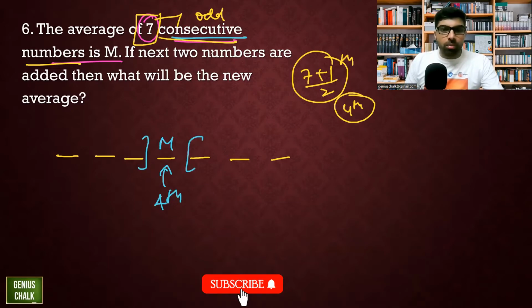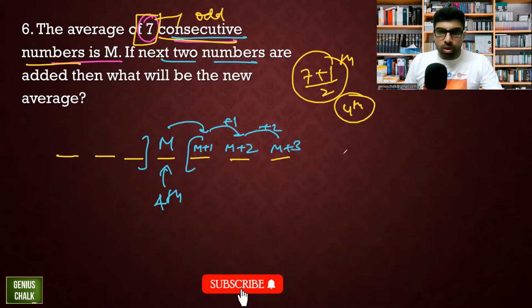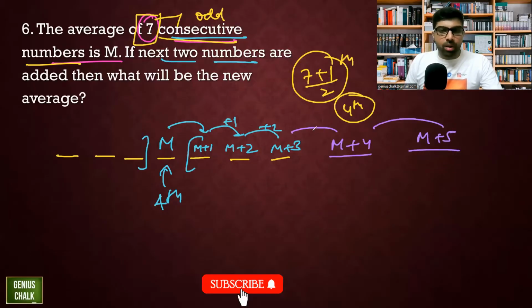Now if there are consecutive numbers, can you say the next number has to be 1 more? The next number has to be M plus 1. Then M plus 2. Next number must be M plus 3. Now it is saying the next 2 numbers are added. The next must be 1 more than this, M plus 4. And the next must be M plus 5. Alright. Now if this is M, can you write the previous? Yes, M minus 1, 1 less, then M minus 2 and M minus 3.